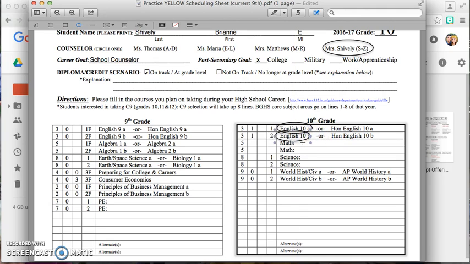For math, I'm going to take Algebra 2 because I finished Algebra 1 as a 9th grader. So I'm going to take Algebra 2A and Algebra 2B. For science, I took biology as a freshman, and this year I'm planning on taking Chemistry 1.